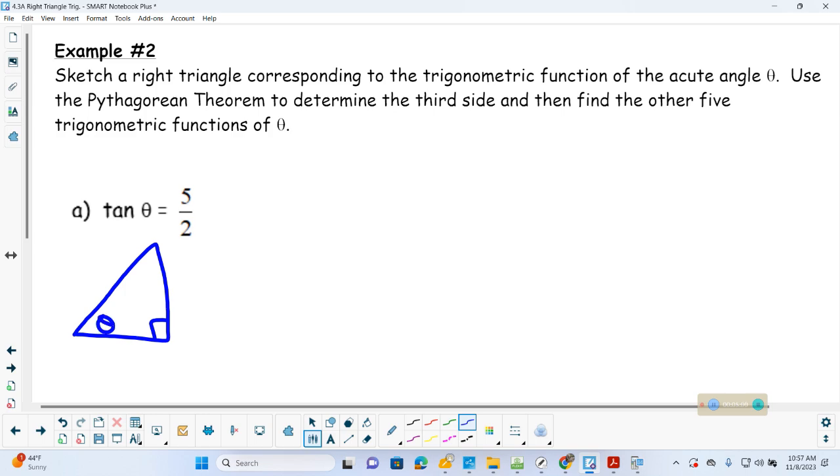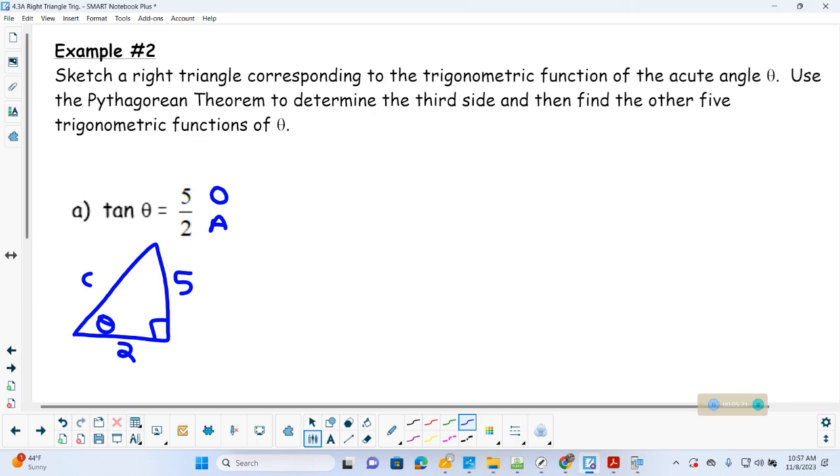Now remember, trig functions are ratios comparing two sides on the triangle. So tangent, of course, is opposite over adjacent. So I can label accordingly on my picture. Now I know the opposite 5, adjacent 2. No shock here. We're going to have to get our third side with that Pythagorean theorem.